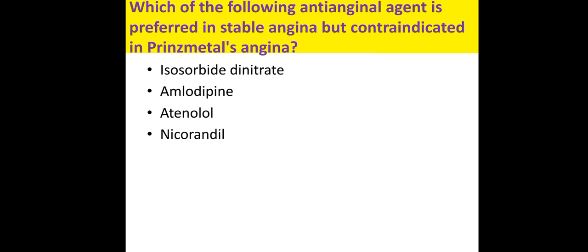aggravates this vasospasm. The beta 2 receptors are present on the coronary vessels, and if you give a beta blocker, it will constrict the coronary vessels and aggravate the condition. So the answer is the beta blocker, that is atenolol.